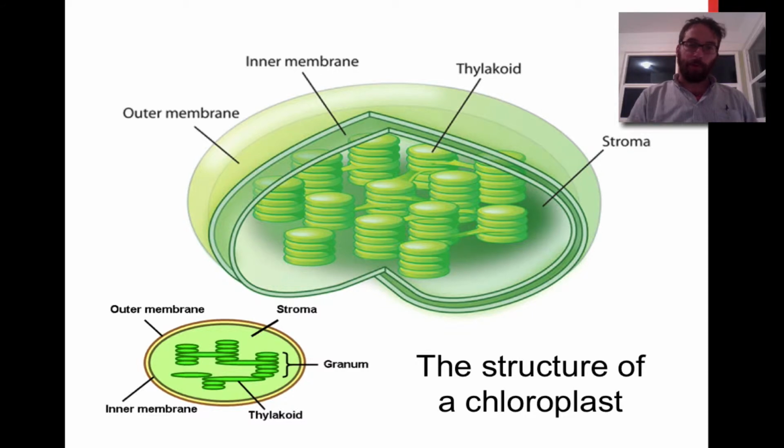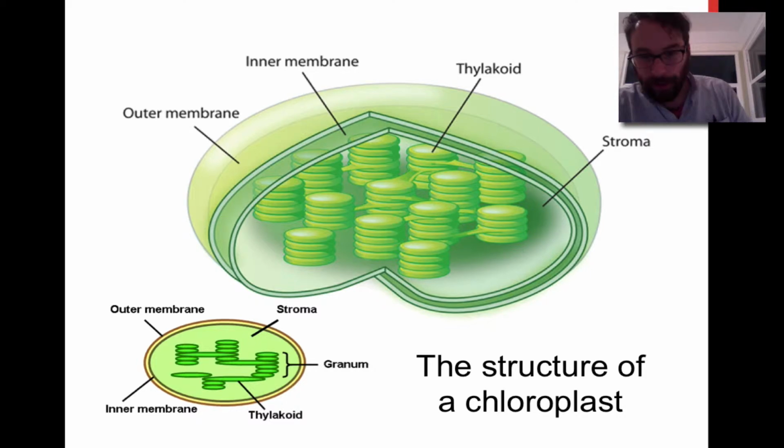A double membrane structure surrounding what looks like stacks of coins or stacks of pancakes. Each stack of coins is called a granum, and each coin in the stack is called a thylakoid. And it's the membrane of the thylakoid where the important events of the light reactions take place.